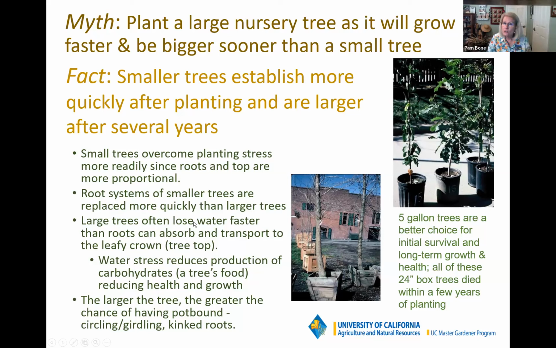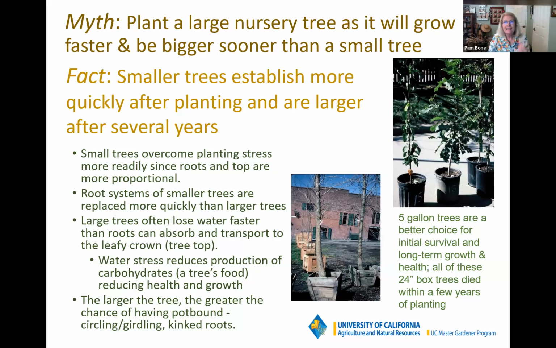Large trees lose water faster than the roots can absorb, and they have to transport it to the leafy crown, and that treetop is way up there. But what happens then is water stress reduces the production of carbohydrates. Carbohydrates are trees' food. They make their own food through photosynthesis, and they have to transport the food, and if they don't have adequate sources of water, if they don't have enough leaves to support the roots, they're not going to do well.